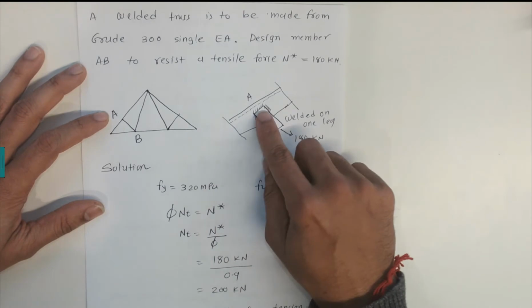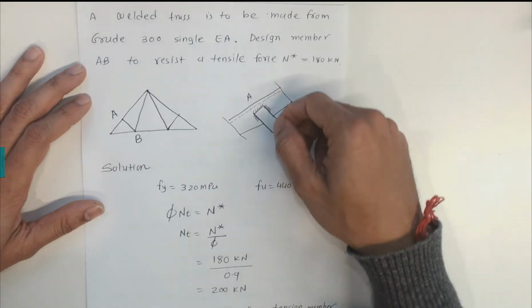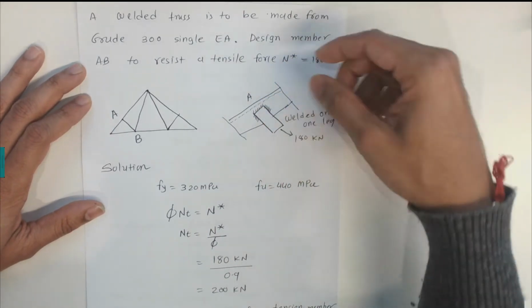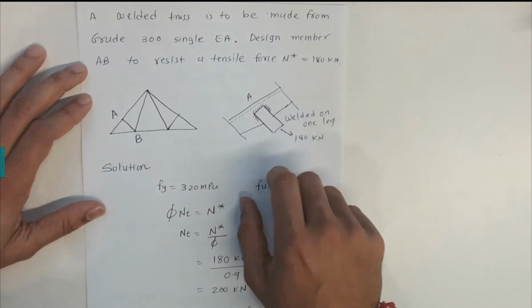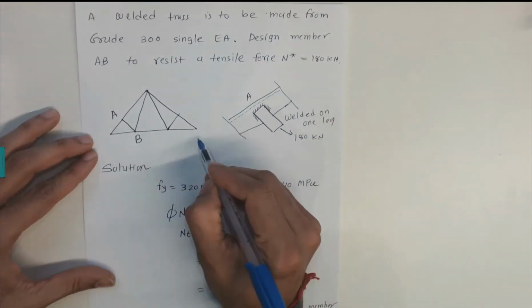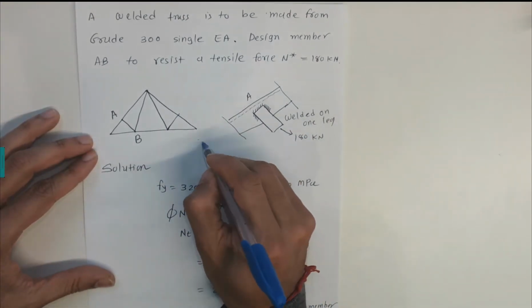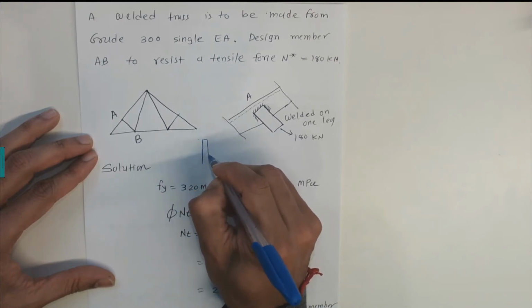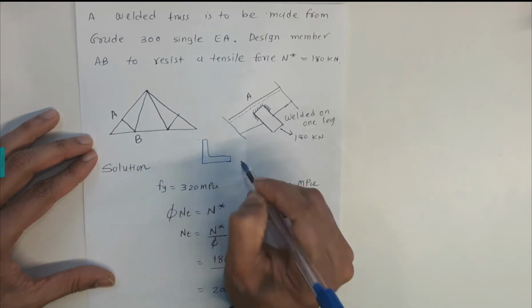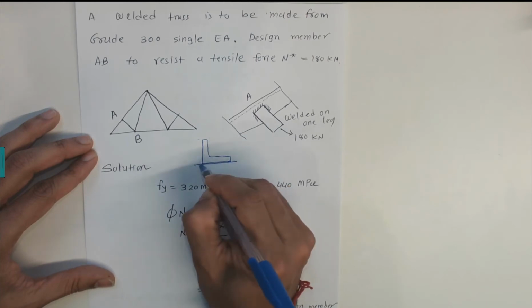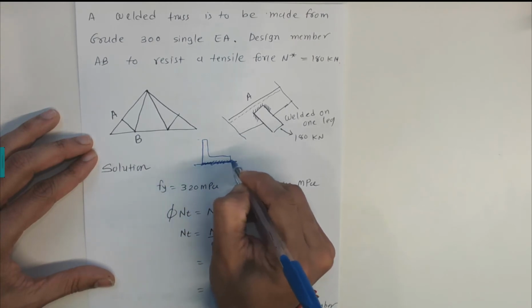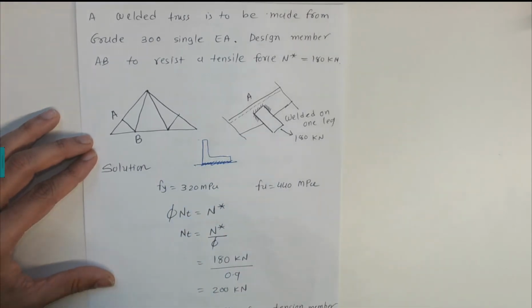Now this one is welded. Equal angles should be welded on the one leg. So if I have an equal angle here and only one leg is welded, let's say only this leg is welded, that's what it means.